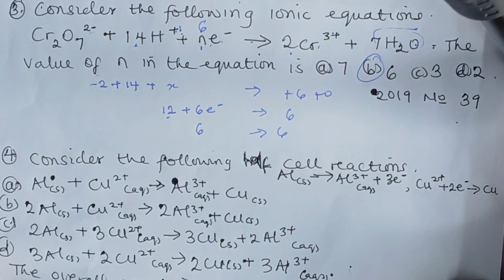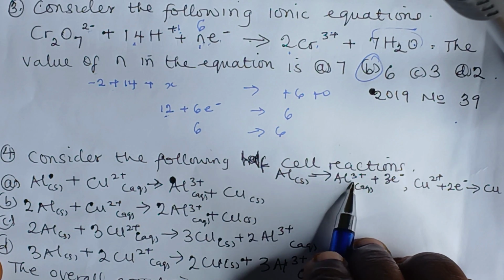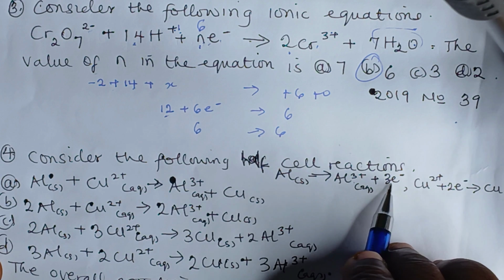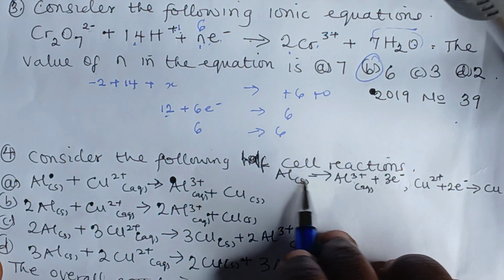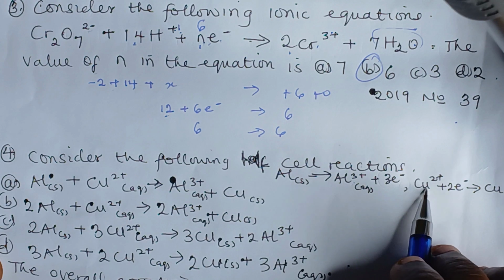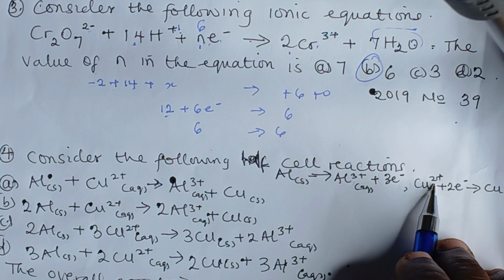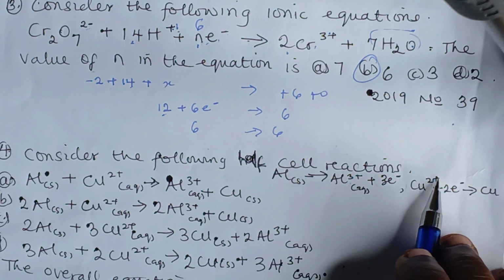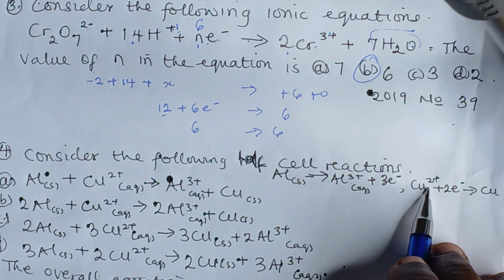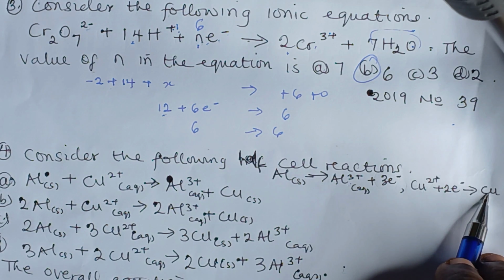What's the half reaction? Aluminium loses its electrons, and these are the electrons given out. After losing electrons, it becomes an ion, which is Al3+. Copper gains back the 2 electrons it has lost. When they gave out, they became ions, but by gaining back, it becomes neutral.